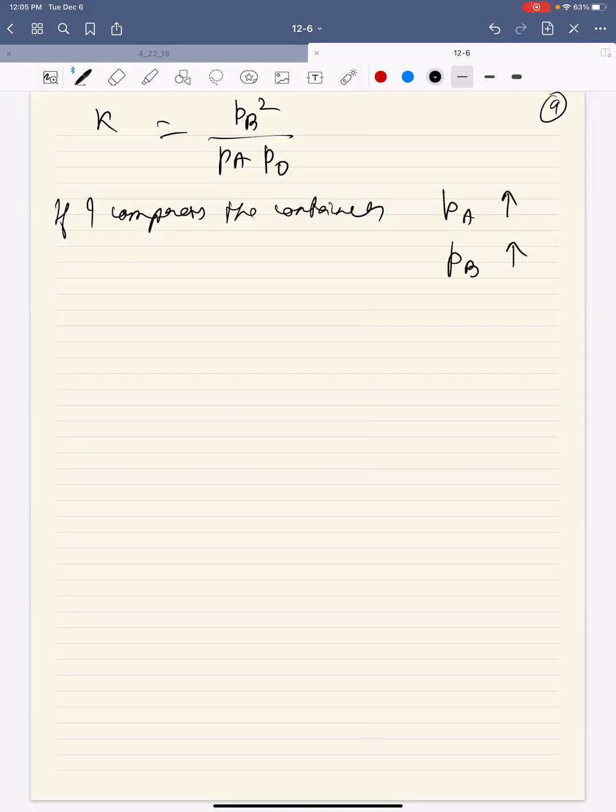For equilibrium to persist, I want Q to be equal to K, right? That's when equilibrium happens, when the reaction quotient is the same as the equilibrium constant. But what is Q? K is this value at equilibrium, what you measure. K is PB square by PA divided by P naught. So when I compress the volume, PB and PA change by the same amount, right? Let's say if I make the volume half, PB is going to double, PA is going to double.